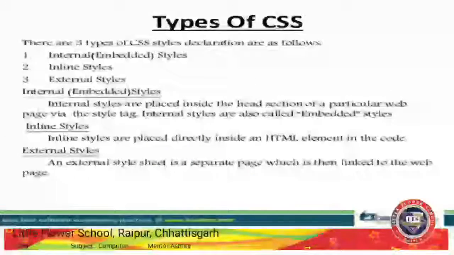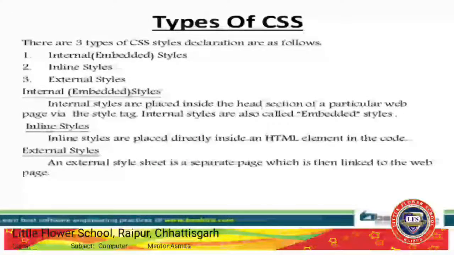Now we'll see the types of CSS. Mainly CSS is of three types. First is internal styles, second is inline styles, third is external styles. First is internal styles. Internal styles are placed inside the head section of a particular web page via the style tag. Internal styles are also called embedded styles. Mainly internal styles are placed inside the head section, that is in the upper portion.